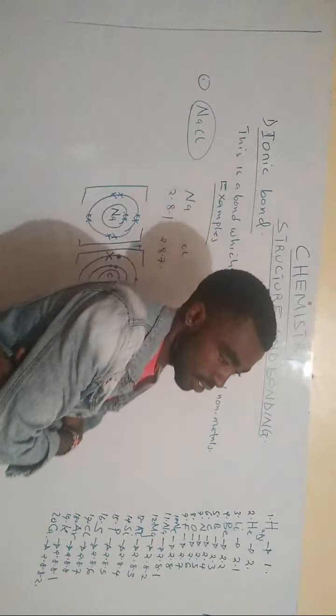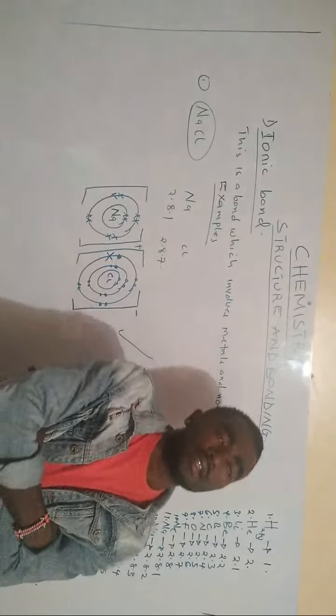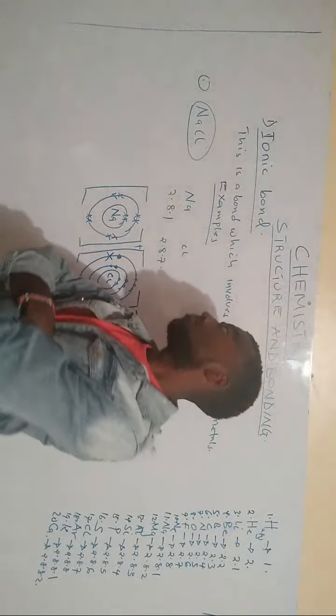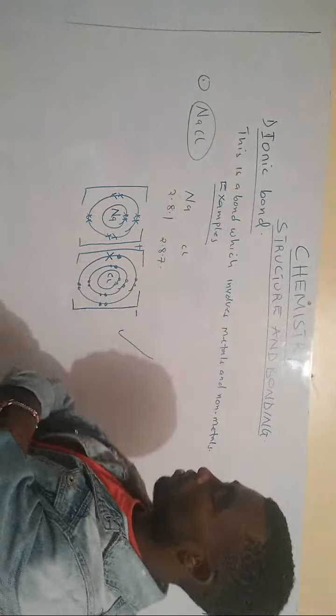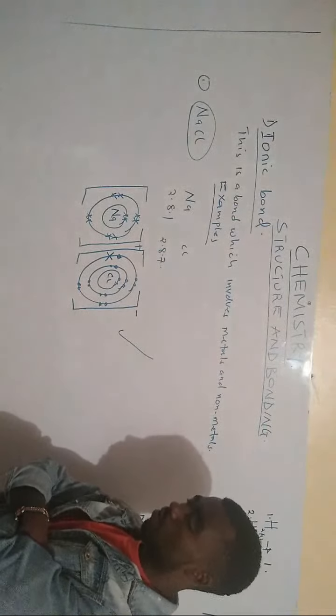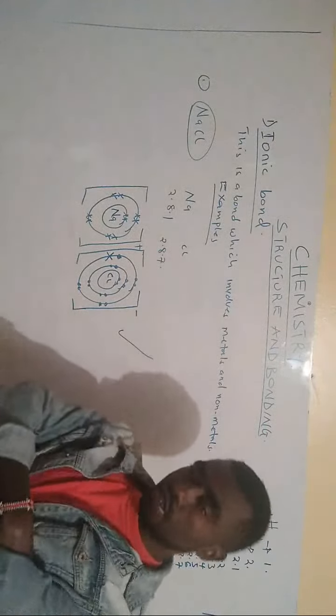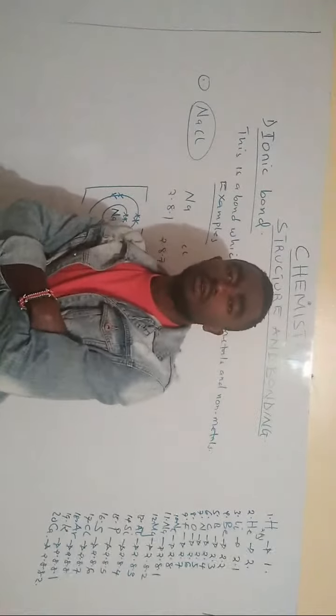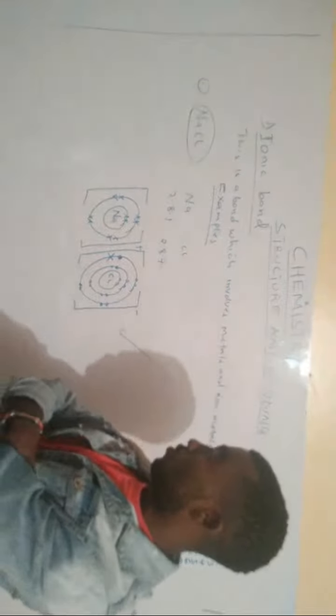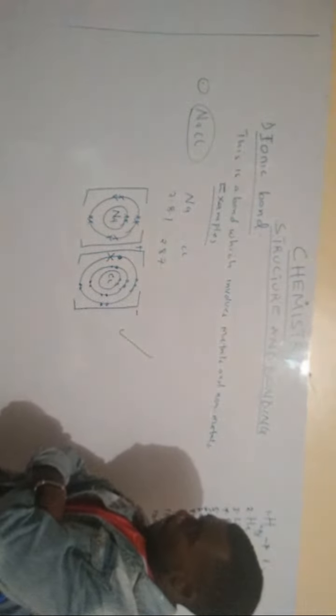What types of forces are holding the particles together? Are they the weak van der Waals forces of attraction? Is it a metallic bond? And the effects of heat on them. Those are the things we're going to look at. So that's the structure of sodium chloride. We can have another example.